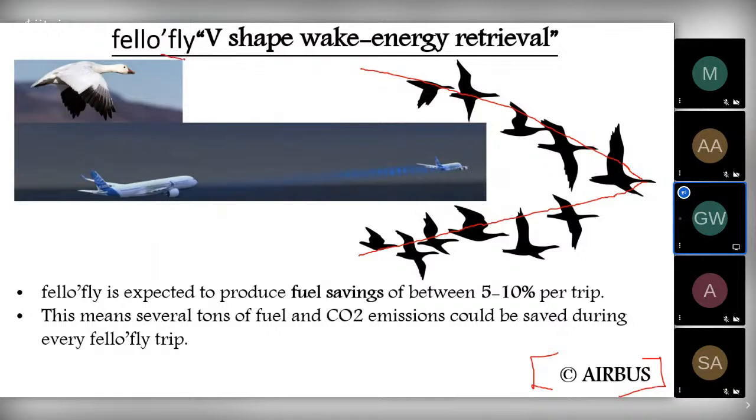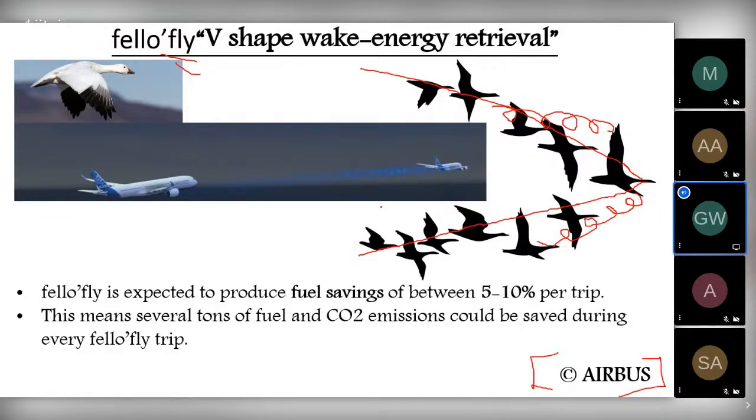This particular project, the Fello'fly project, benefits from the V-shaped wake energy retrieval. Consider that there is a leader bird, the bird which leads. Whenever the leader bird flies, it generates wake. Wake is nothing but the disturbance caused due to the motion of an object. This wake is generated in some particular form. If any other bird or object travels in this wake region, it needs to spend a lot less energy than the leader bird. This is also the phenomenon used by cyclists.